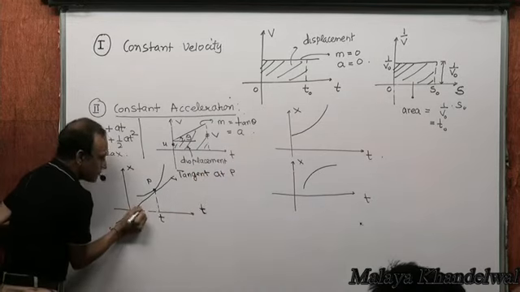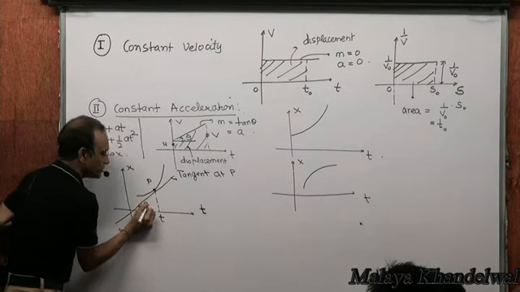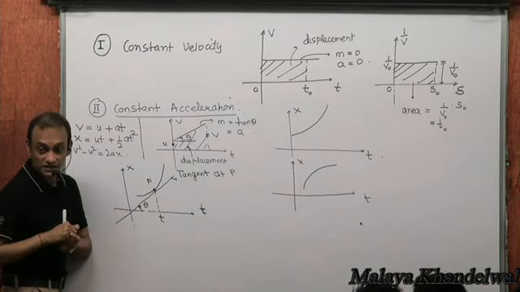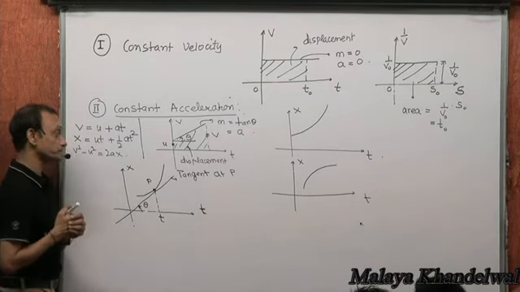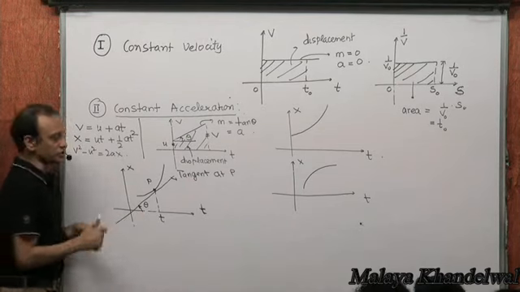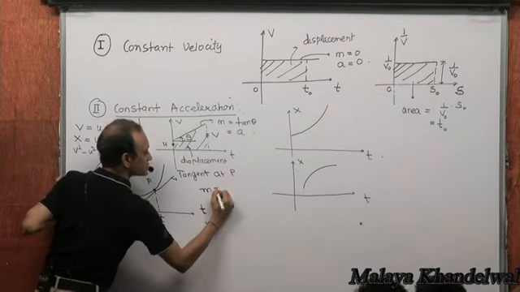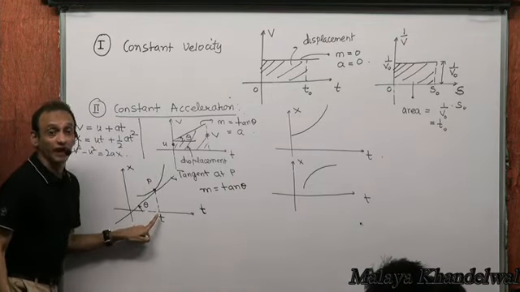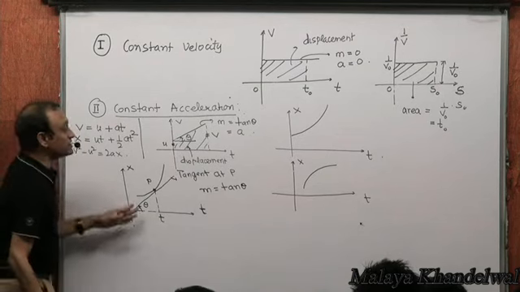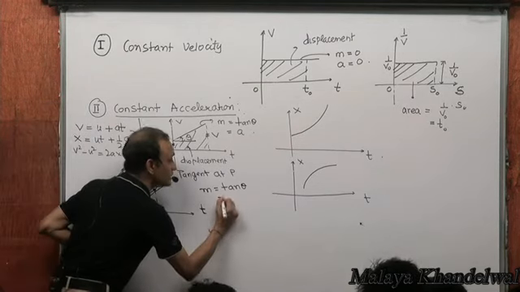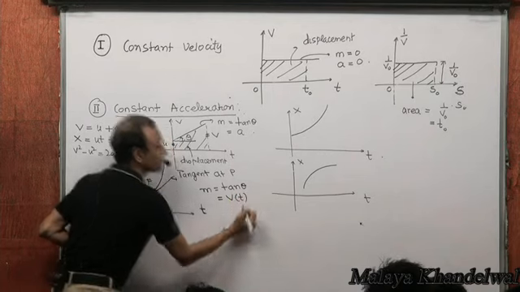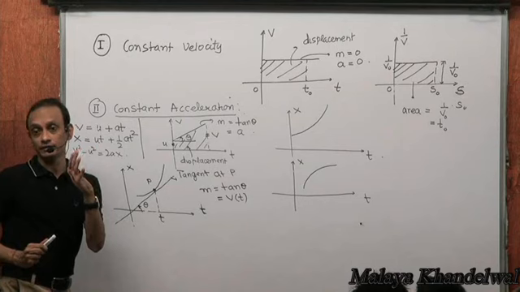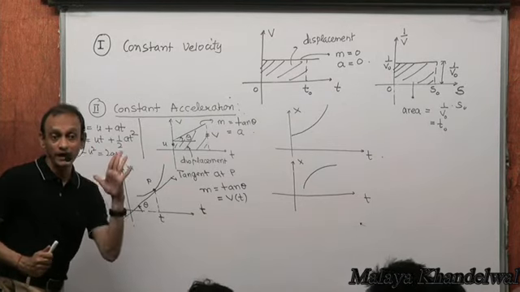This tangent will make an angle theta with the horizontal axis, with the positive t direction. And the slope of this tangent, which is tan theta, will give me the velocity at an instant of time t. This will give me the velocity of the particle at an instant of time t. So, if the slope is higher, the velocity will be higher.